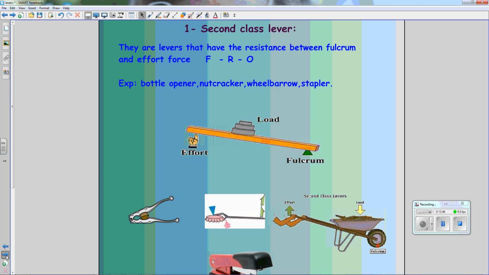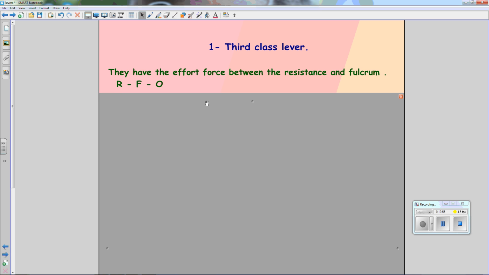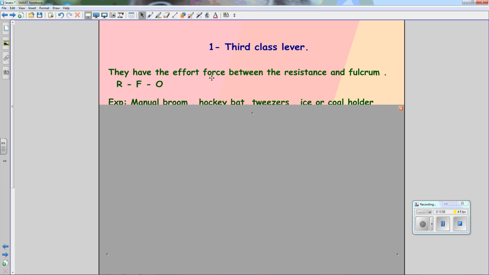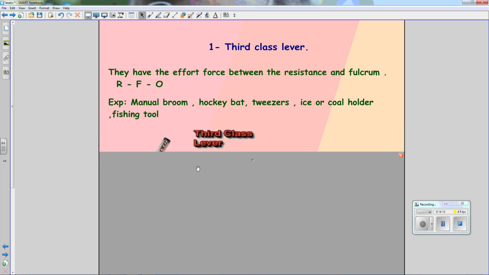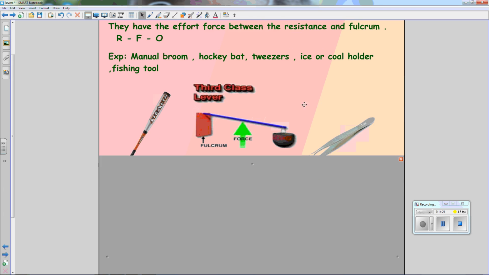Now let's see the third class levers. I think you know now the third class levers. They have the effort force between the resistance and the fulcrum. Some examples of the third class levers: the manual broom, the hockey bat, the tweezers, ice holders, or fishing tools. So all these are examples of the third class levers.